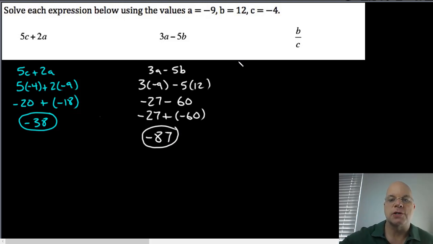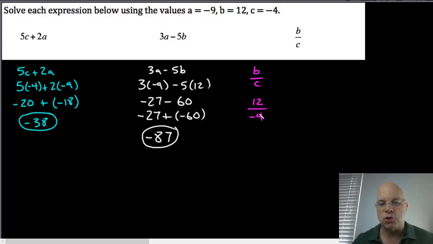This last expression, b divided by c, that fraction bar indicates division, the vinculum. So b divided by c, b is 12 and c is -4. So it's 12 divided by -4. 12 divided by 4 is 3. There are 3 fours in 12. And then a positive divided by a negative gives you a negative quotient, so -3.